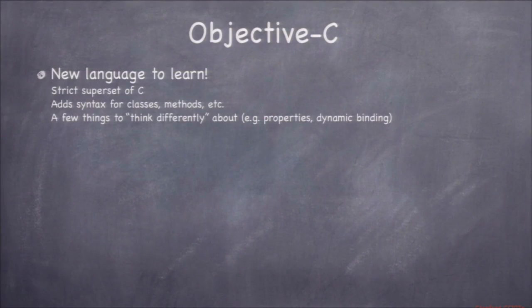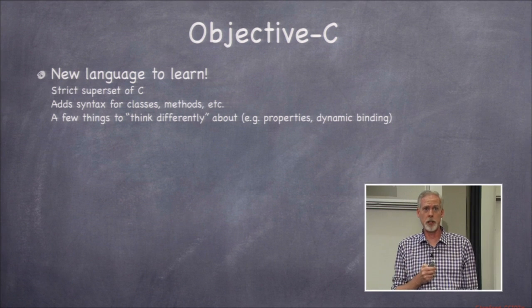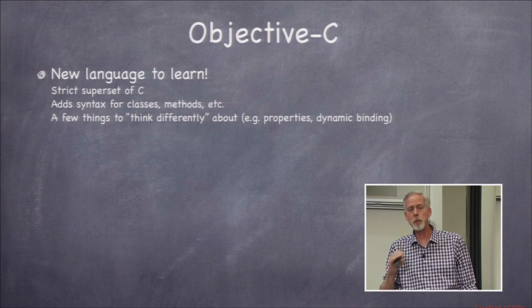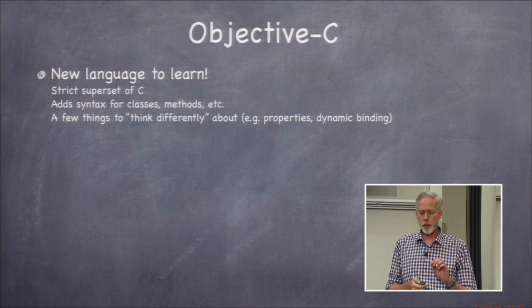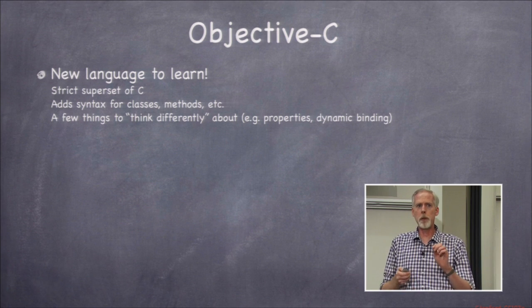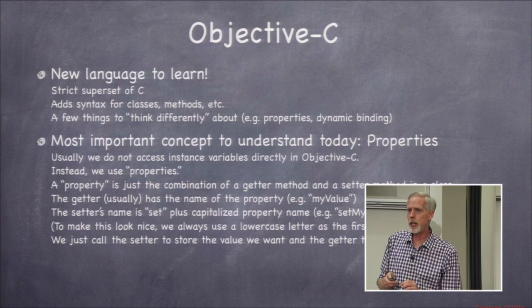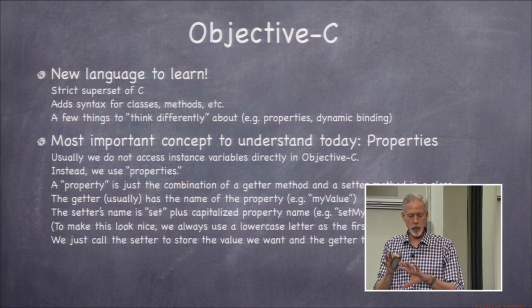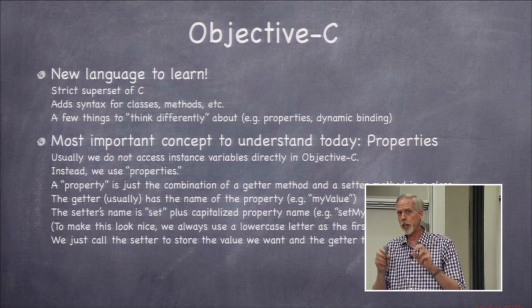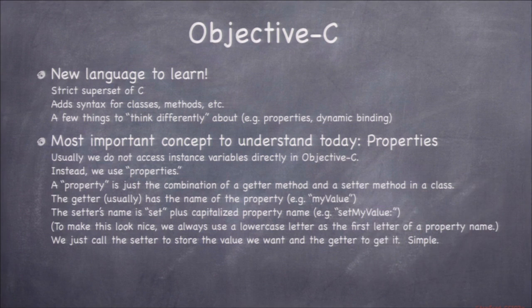All right, on to Objective-C. So Objective-C is a strict superset of C. So everything you can do in C, you can do in Objective-C. Okay? And we'll do a lot of C things in this class. We'll do a lot of object-oriented stuff too, but we're going to be doing a lot of C things as well. But there's obviously a few things that you want to think differently about because you have object-oriented stuff added onto a language. And we're going to talk about one of them today. In addition to showing you a little bit of the syntax, we're going to talk about one of these think-differently things about Objective-C that's different than C++ or Java, which is properties.